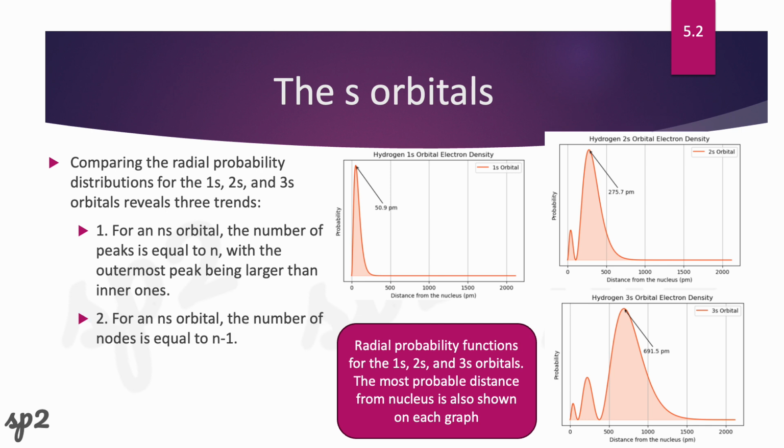The other thing is that for any ns orbital, the number of nodes is equal to n minus 1. For 1s, I don't have any nodes because n is 1. For 2s, there's only one node, which means that at this specific distance there's absolutely no way to find electrons. For 3s, we get 3 minus 1, which gives us 2 nodes. And finally, as n increases, the electron density becomes more spread out, which we can also see by looking at these three graphs. I hope that makes sense.